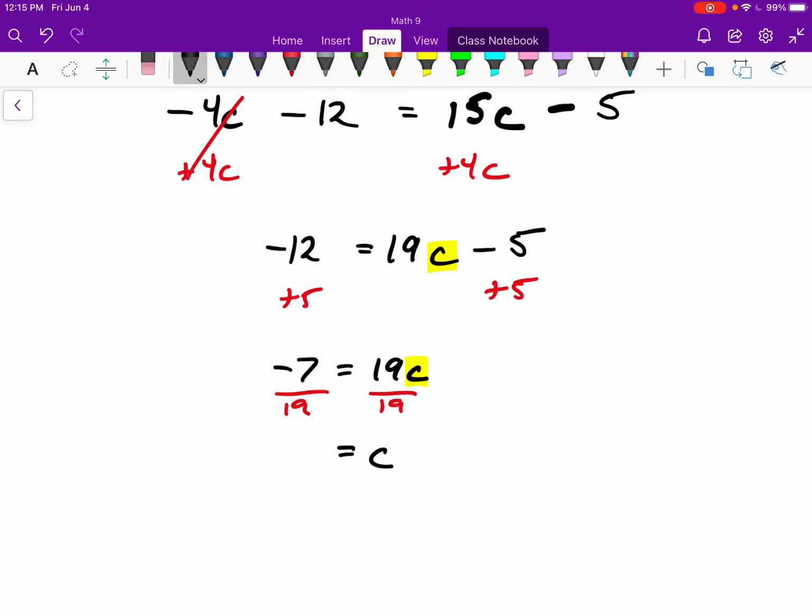And I'll round this one to well, first I'll leave it as a fraction, negative 7 over 19. That's great. So that's the exact answer, actually. If I decimalize it, I get approximately negative 0.37. So that's the exact answer as a fraction, and this is the decimal approximation.